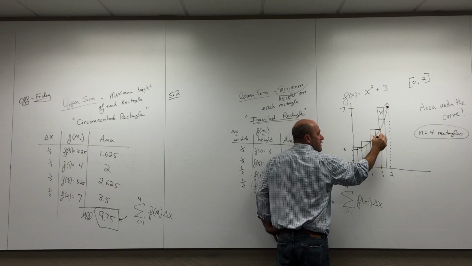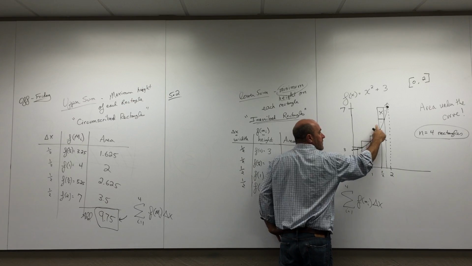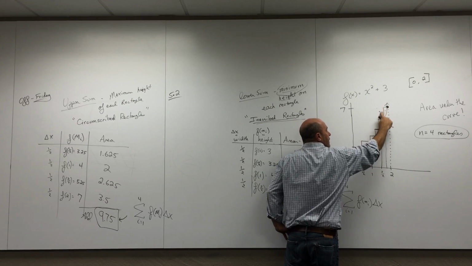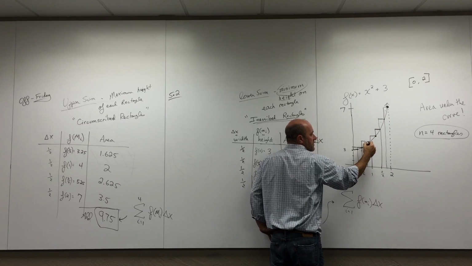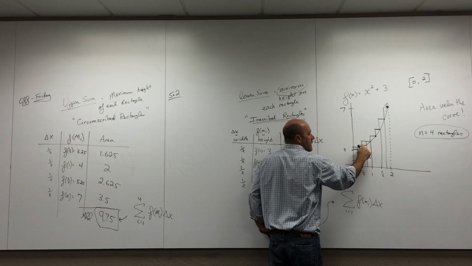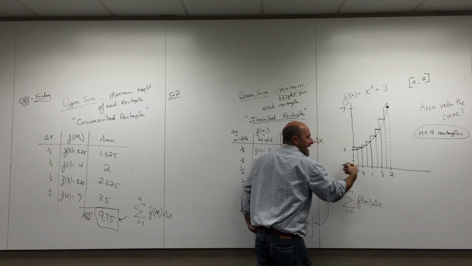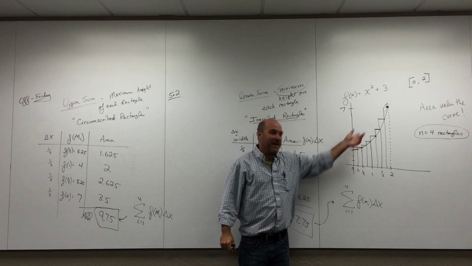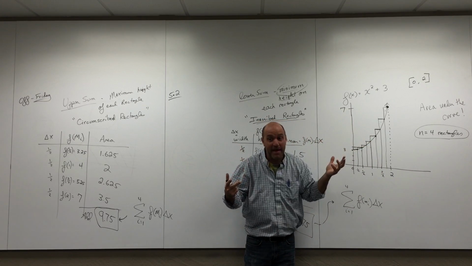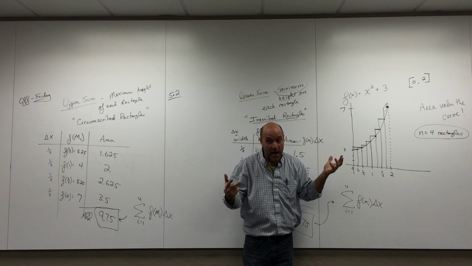Circumscribing it here and here, I'm taking off this error. Circumscribing it here and here, I'm taking off this area. Look at that. 8 rectangles, and there's still error. I know there's still error, but we made it better. We made it less error.